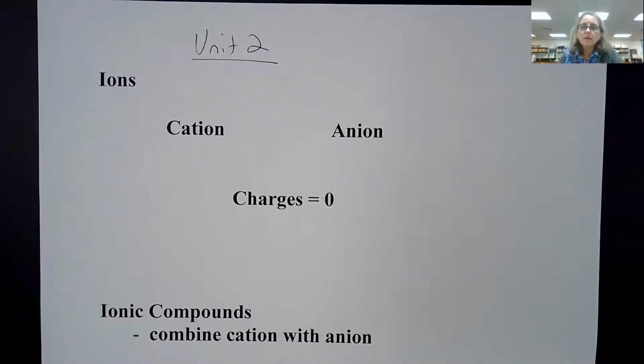So what we're going to start talking about in Unit 2 is how to make a compound in terms of writing the formula and also naming it. But the other thing that we are going to distinguish is what we call ionic compounds versus something called molecular compounds. So this we're just going to start out with.